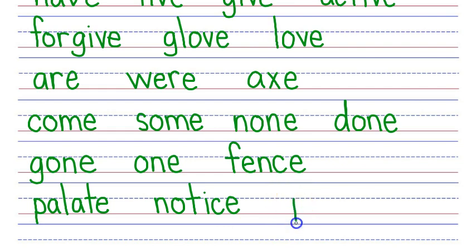Same with promise. We have a P that says p, an R that says r, an O that says o, and an M that says m. So first syllable prom, second syllable is, spelled I-S-E. I-S-E is the unstressed syllable, so the I makes a schwa sound. These exceptions conclude our lesson on vowel-consonant-E syllables.